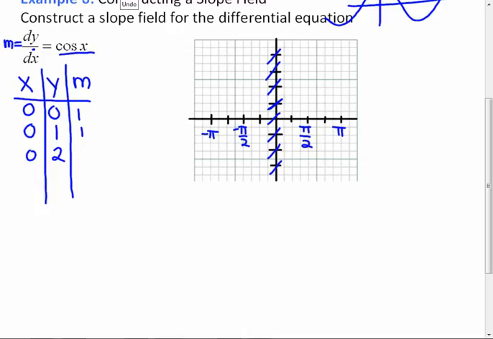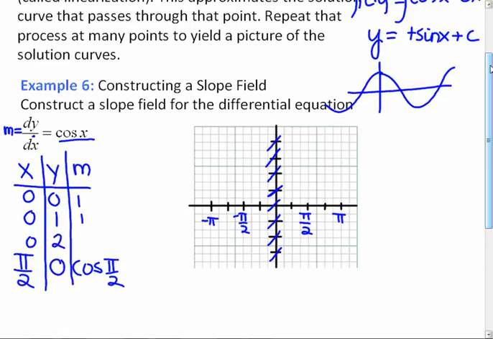Okay, let's do pi over 2. When x is pi over 2, and let's get back on the x-axis, and y is 0, then we're going to do the cosine of pi over 2. And what's the cosine of pi over 2? I'll draw my picture. Because this is pi, this is, sorry, that's 2 pi. And this is pi, and there's pi over 2. Right, it's 0.